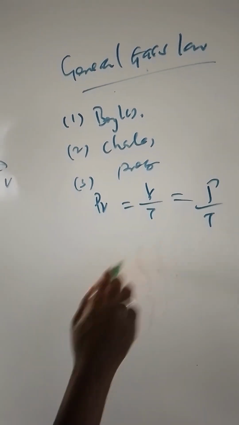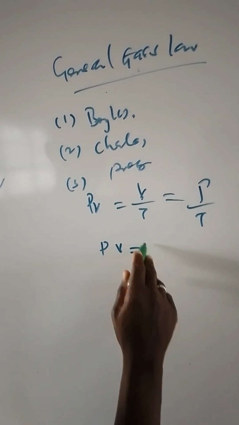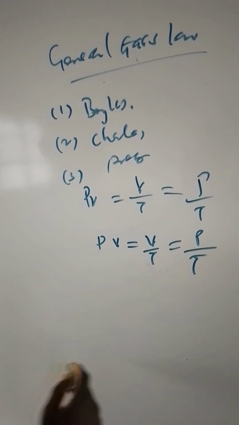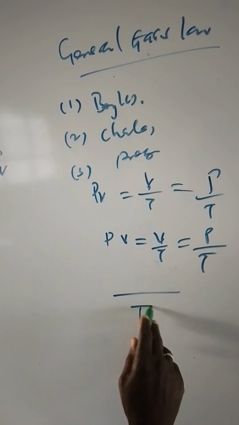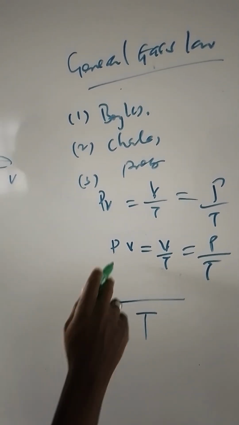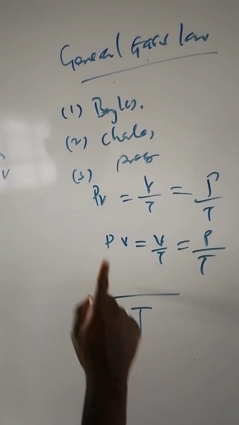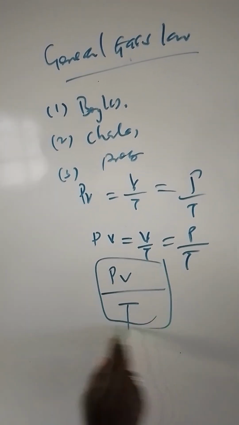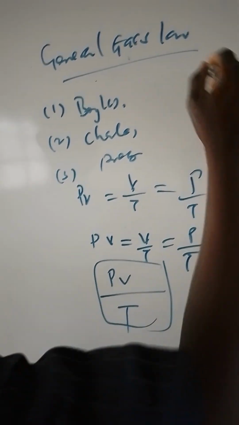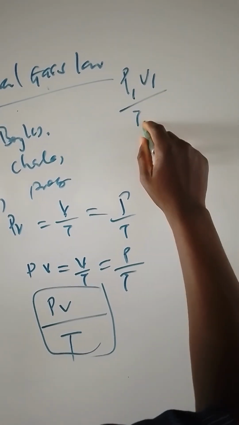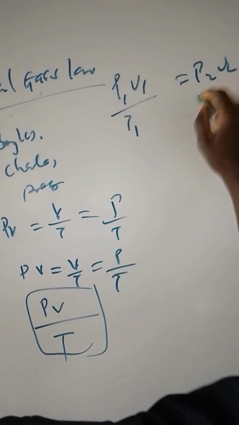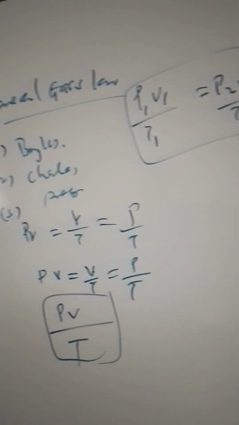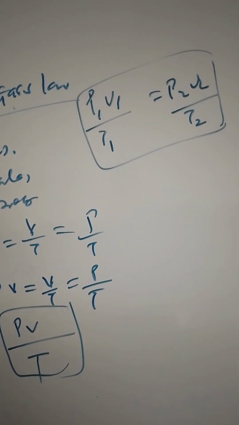If you observe from the mathematical expression, we have PV, which is equal to V over T, which is equal to P over T. Automatically, if you find the LCM, you have T. So we have the P is also here, the P is here, we can have what? PV. So the general formula of the general gas law is PV divided by T, meaning we have P1 V1 over T1 is equal to P2 V2 over T2, as the case may be. And this is the general formula of the general gas law, respectively.